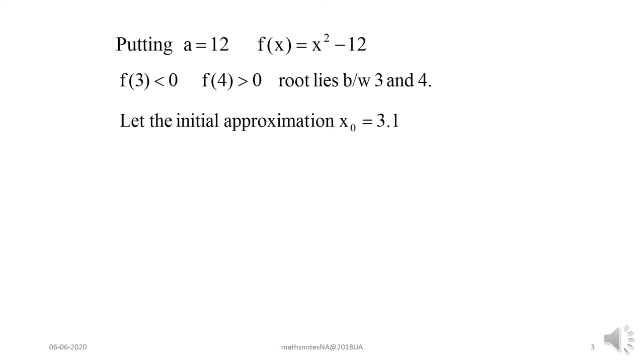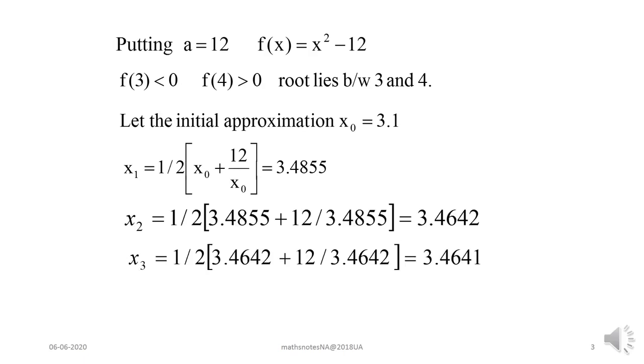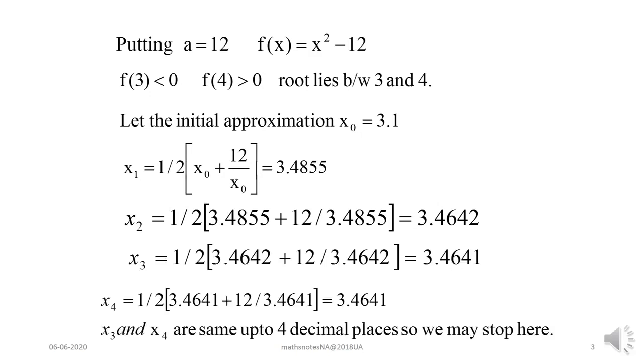Now we take the initial approximation or initial root as 3.1, and we apply the Newton-Raphson formula to get the next approximated root, that is x1, and it comes 3.4855. We apply again and calculate x2. It is 3.4642, and third 3.4641. These two, x2 and x3, are correct up to 3 decimal places. We calculate the next, which comes 3.4641. So we got the root correct up to 4 decimal places, and we stop here.